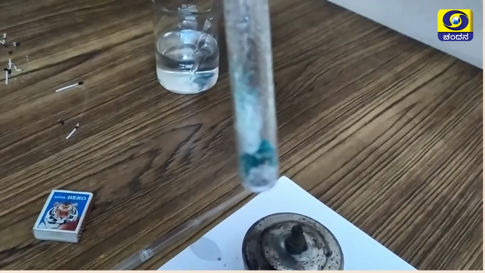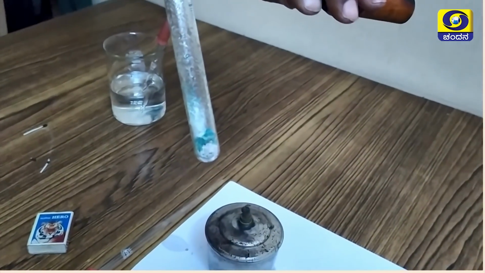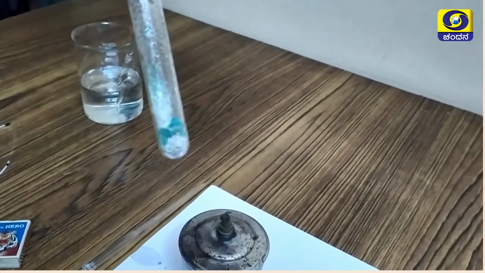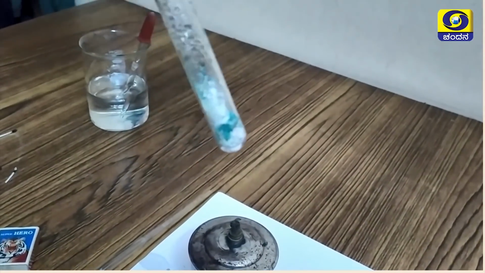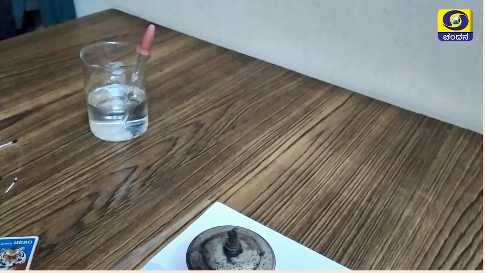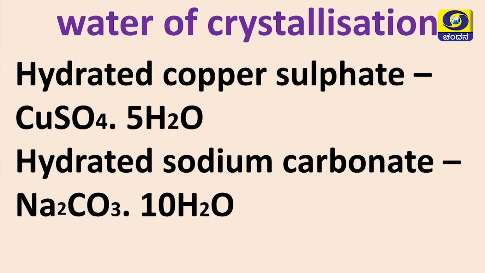Once again, if we allow the water droplets to join together, it regains the color. So, this shows that without water molecules it becomes white in nature, white color. That means it loses its color. When water of crystallization is present, that gives the color for the copper sulphate.